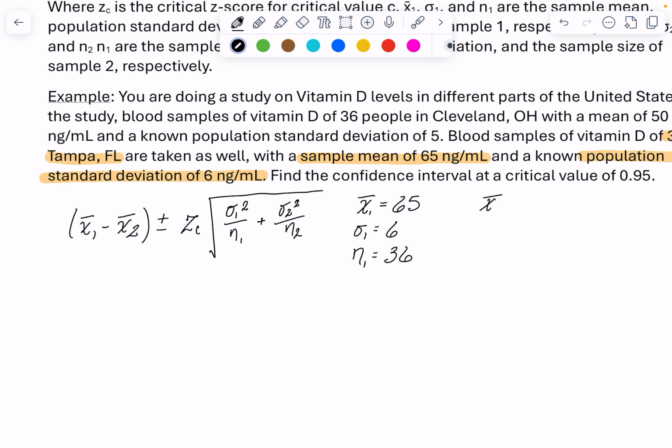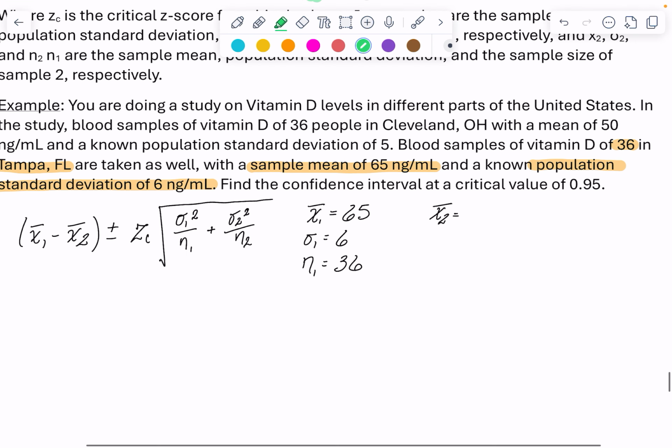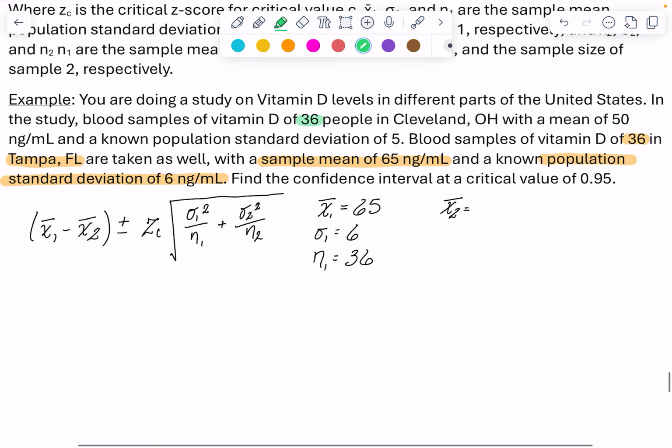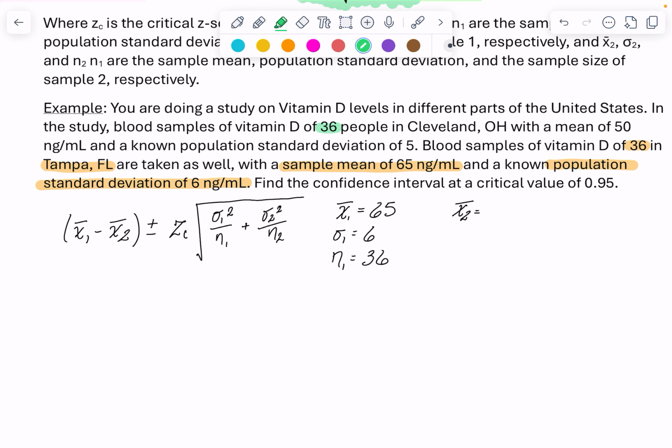Now let's look at our second sample from Cleveland, and we're going to do that in green. 36 people as well. I'm going to make this note right now: they do not have to have the same sample size. That's just how we have it here. Mean of 50 and a population standard deviation of 5. So sample mean is 50, standard deviation is 5, sample size is 36.